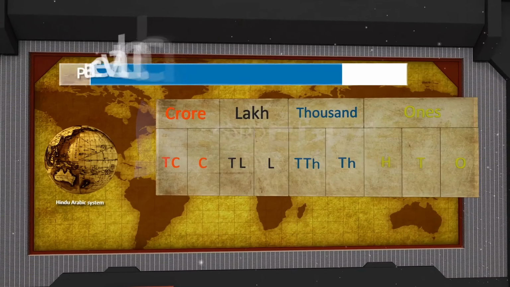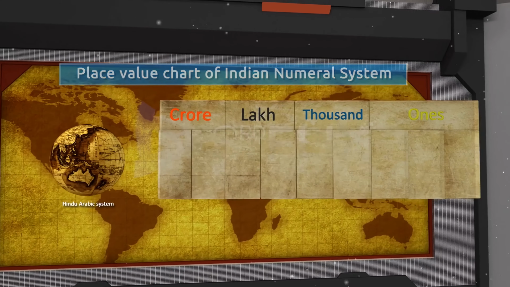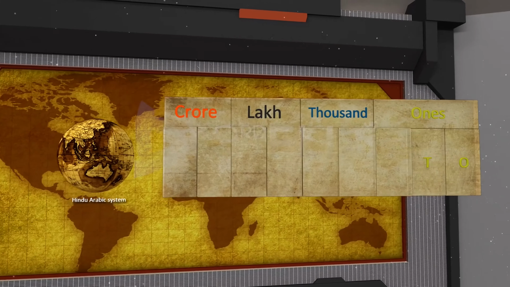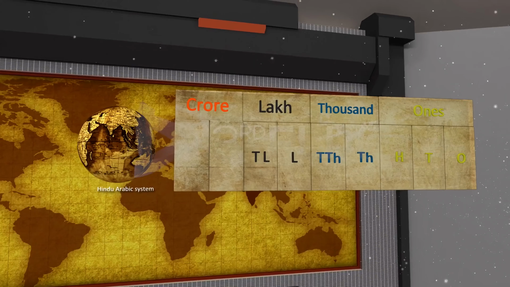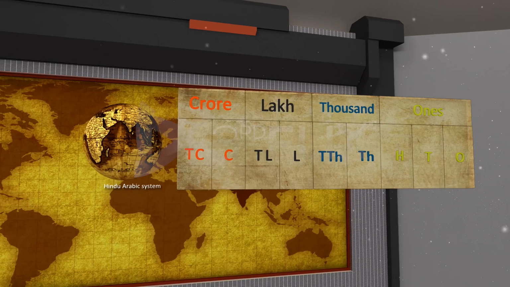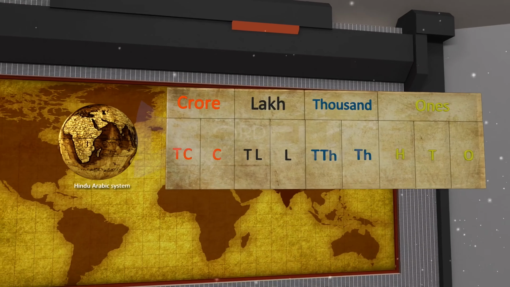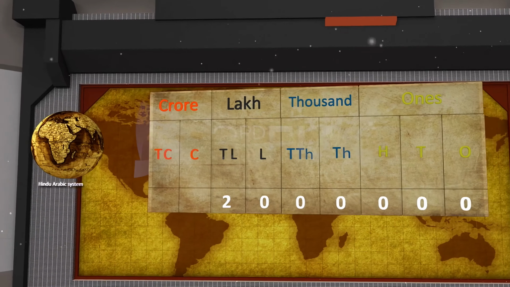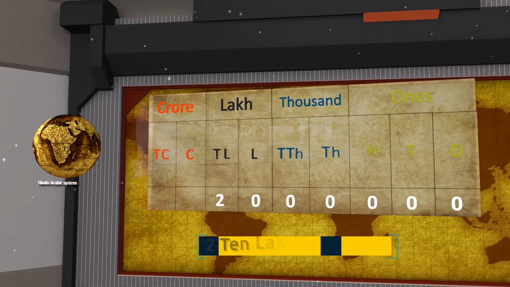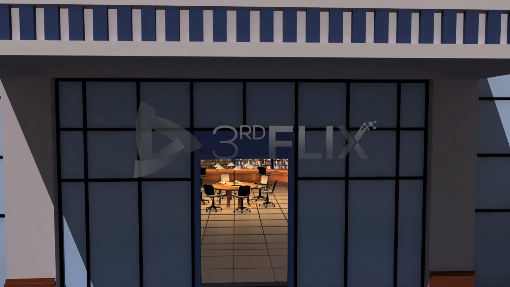Let us put a place value chart according to the Indian numeral system. Starting from the right hand side is ones place, tens place, hundreds place, followed by thousands, 10,000s, lakhs place, 10 lakh, followed by crore and 10 crore. Let us try to read this number according to the system. We will place this number under the place value chart. How many 10 lakhs are there? There are 2 10 lakhs. That means 20 lakhs.